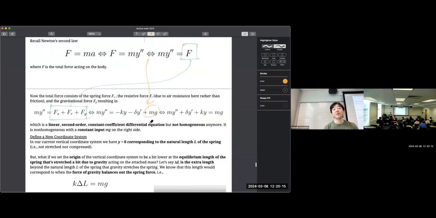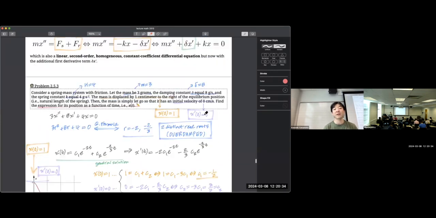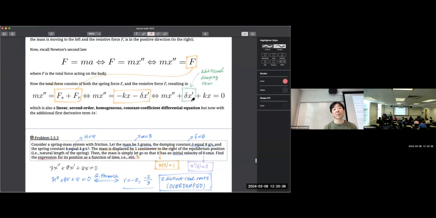And then if you shove all the terms with y and y prime to the left, you'll just get this. There's an mg that's still left on the right. That's actually your, now it's a non-homogeneous, right? Because of the fact that we have this term on the right, it's not homogeneous anymore. It used to be homogeneous, like before we didn't have gravity. It was mx double prime plus kx equals 0.